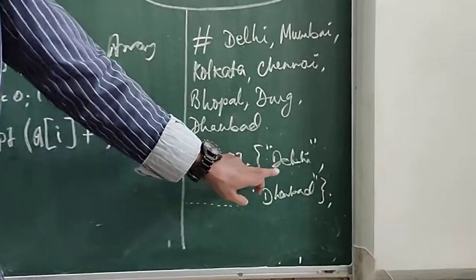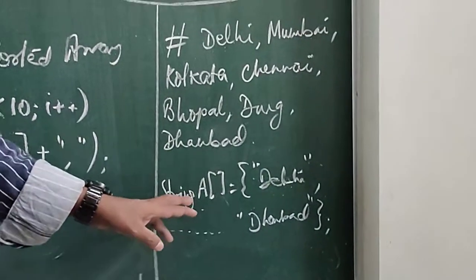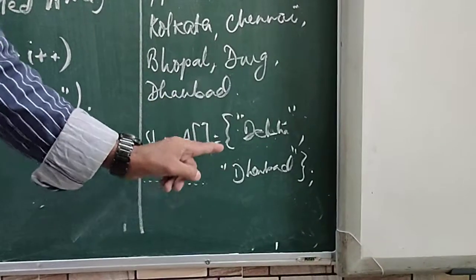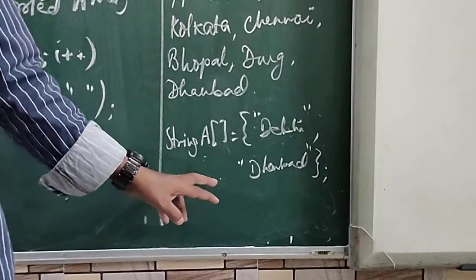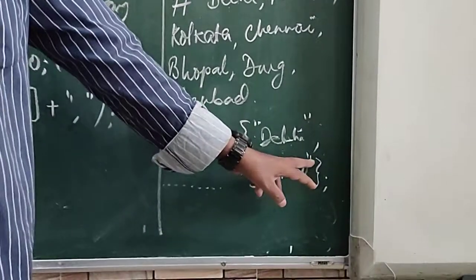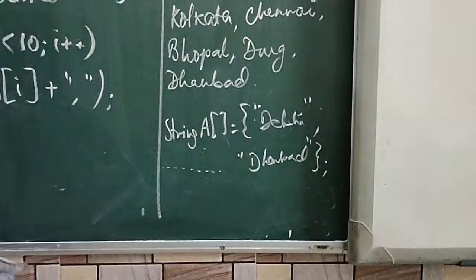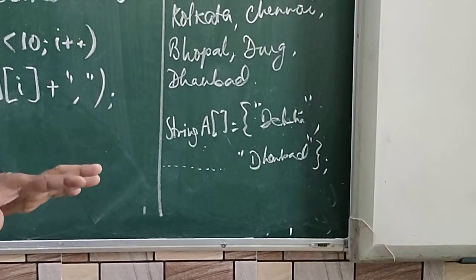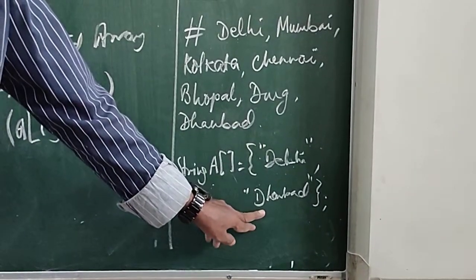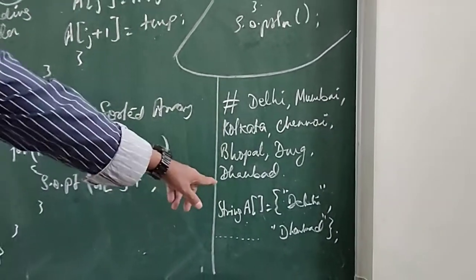String a[] is equal to, within double quotes Delhi, then comma, within double quotes Mumbai, comma, within double quotes Kolkata, comma, within double quotes Chennai, comma, within double quotes Bhopal, comma, within double quotes Durg, comma, and again within double quotes Dhanbad. After that, because Dhanbad is the last, close the bracket here and put a semicolon. So this will be written in this fashion. Because of the lack of space, I have written the first one and the last one this way. All will be separated by commas, but within double quotes.